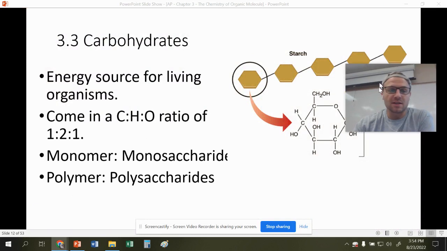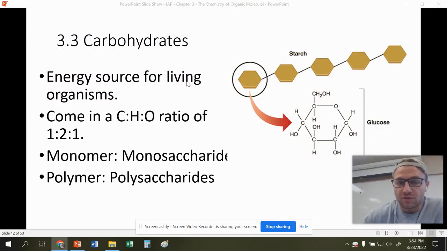So carbohydrates, they are an energy source for organisms. You should probably know that because you eat a lot of carbohydrates. They come in a carbon to hydrogen to oxygen ratio of 1 to 2 to 1. What that means is for every carbon, there are 2 hydrogens and 1 oxygen. What I like to remind students, how can I remember this? A carbohydrate, think carbon, hydrate, water, H2O. So for every carbon, there's a water.